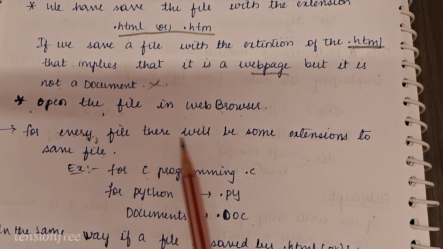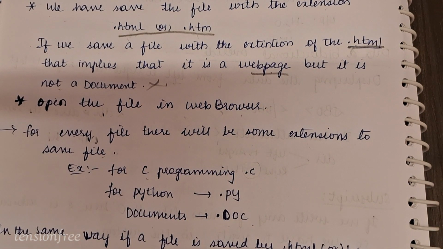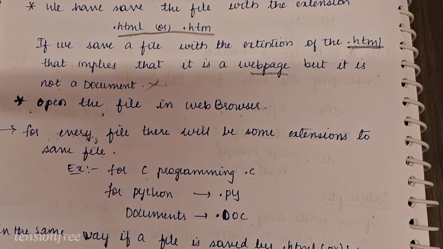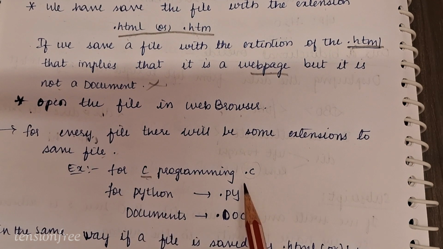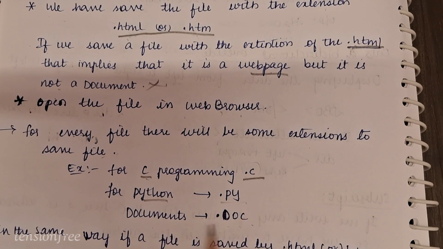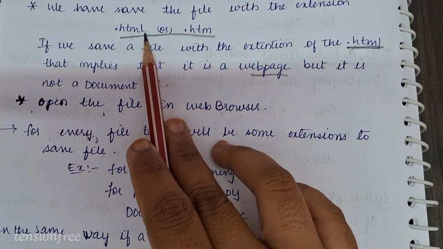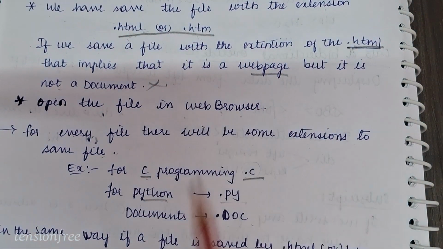For every file, there are some extensions to save the file. Looking into the different types of programming languages, every programming language has some extension to save a file. Well, coming to C, we have the extension .c. For Python, we have .py. For documents, we have .doc. In the same way, for HTML, we have an extension called .html or .htm.